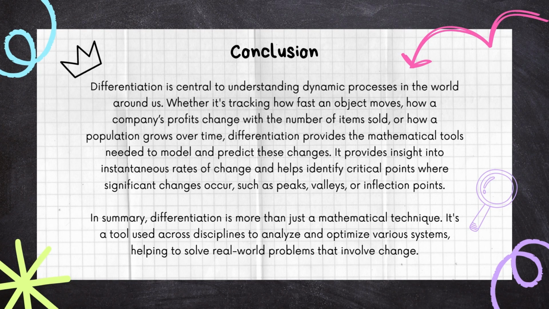To conclude, differentiation is essential to understanding the dynamic processes in the world around us, whether it's tracking how fast an object moves, how a company's profit changes with the number of items sold, or how a population grows over time. Differentiation provides a mathematical tool needed to model and predict these changes. It provides insight into instantaneous rates of change and helps identify critical points where significant change occurs, such as peaks, valleys, or inflection points. In summary, differentiation is more than just a mathematical technique. It's a tool used across disciplines to analyze and optimize various systems, helping to solve real-world problems that involve change.